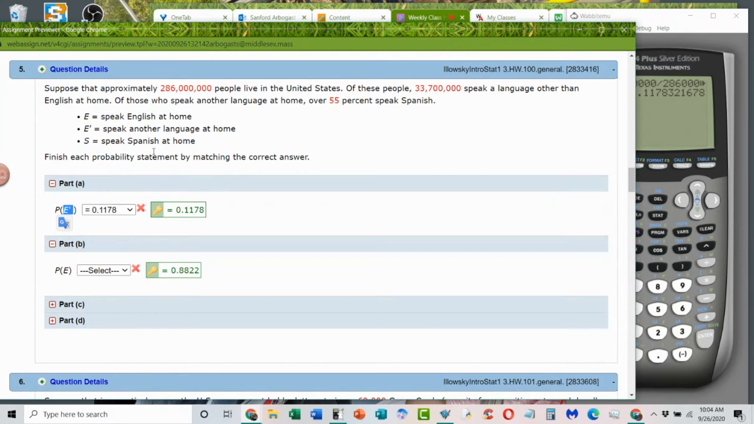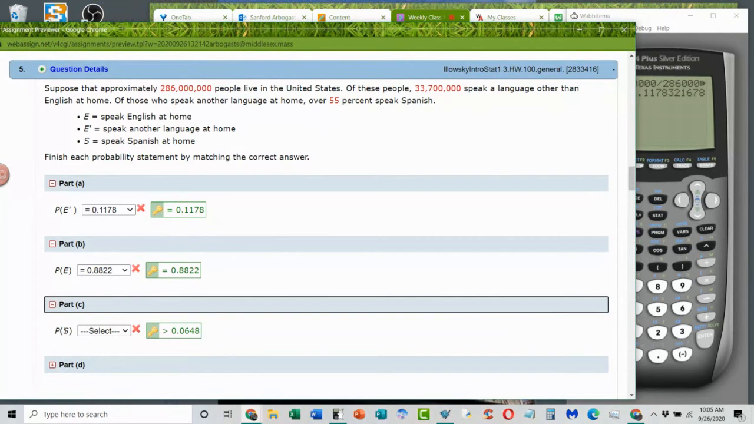So if not E is 0.1178, what is the probability of E? Well, those two things have to add up to 1, because those are the only options you have. You either speak English at home or you don't speak English at home. So they have to add to 1. Again, it's a drop-down menu with the same four numbers. The other one that's an equal sign is this one, and those together look like they could add up to 1, so that's why they have to be the correct answers.